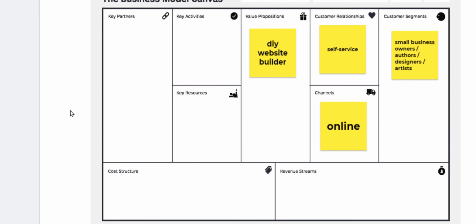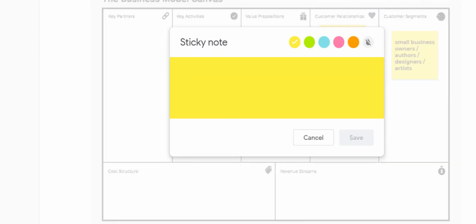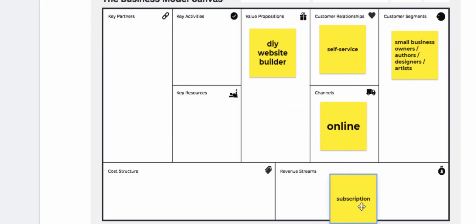What would be the key activity? Revenue stream. So how are we going to monetize this? So we could have, let's do a subscription. That could work. So they can subscribe to this, and then they can access it as and when they want. So let's do subscription based.